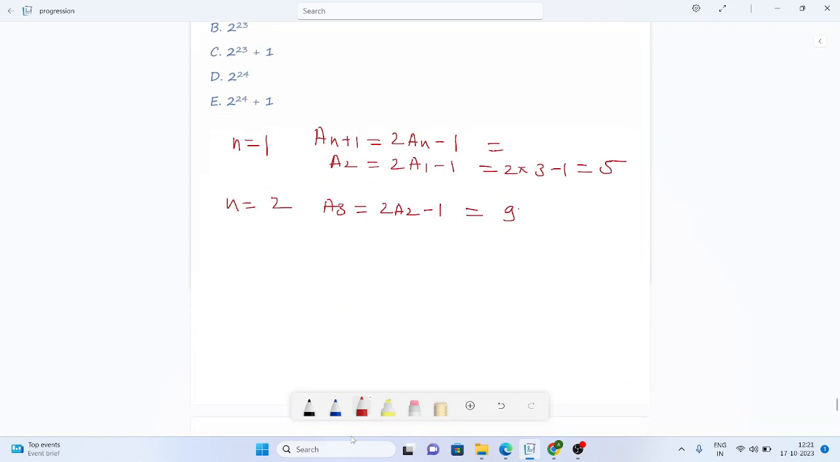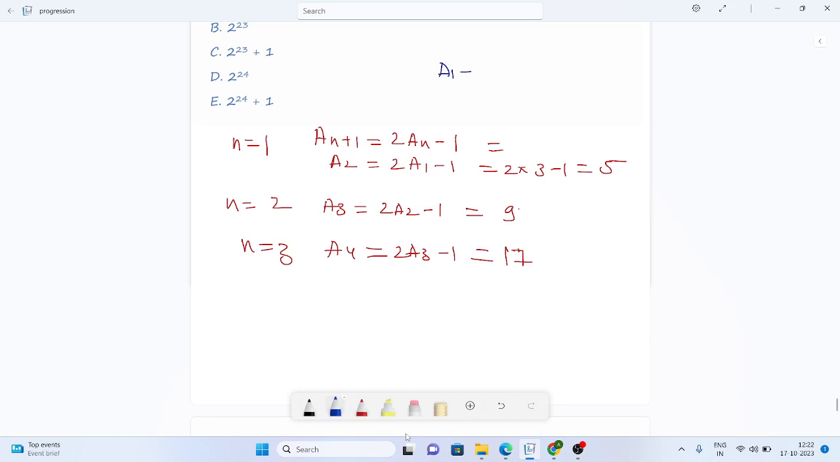Similarly, when you put n equal to 4, you get a4 equal to 2 a3 minus 1, which is 18 minus 1, which is 17. So you see any pattern in that?